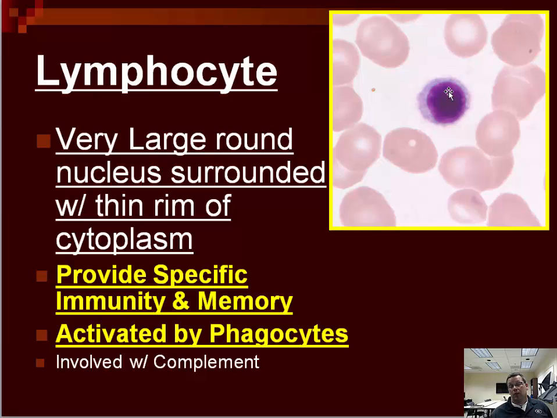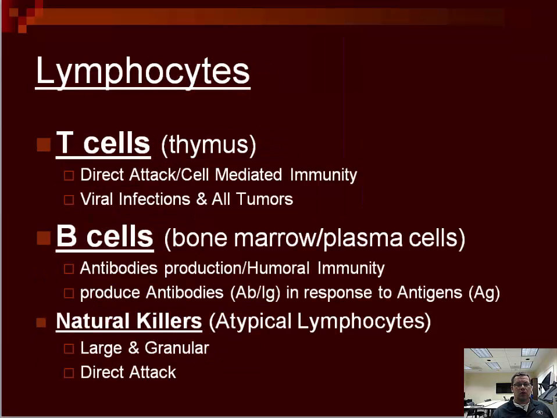B cells indirectly protect you by producing antibodies. Antibodies are proteins created by your immune system in response to an antigen in your bloodstream. And lastly, the natural killer. I say that they're atypical in that they're very large cells, while your typical lymphocyte is very small with a large round nucleus. Natural killers kill cancer cells. Natural killers kill whatever they don't recognize. So they're also a killer.